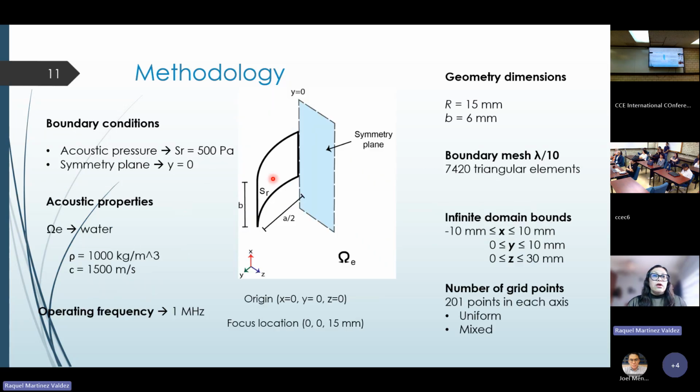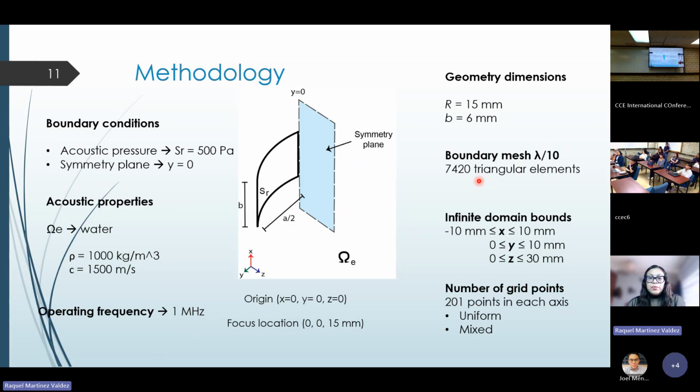The boundary conditions of the model were acoustic pressure on the surface of radiation, this one here, with an arbitrary value of 500 Pa, the plane symmetry at y equals 0, and the infinite domain that surrounds all the surface has acoustic properties of water. The operating frequency for all models was 1 megahertz. The boundary was meshed with 10 elements per wavelength, resulting in this quantity for all cases.